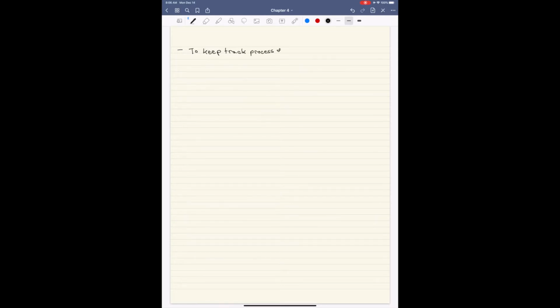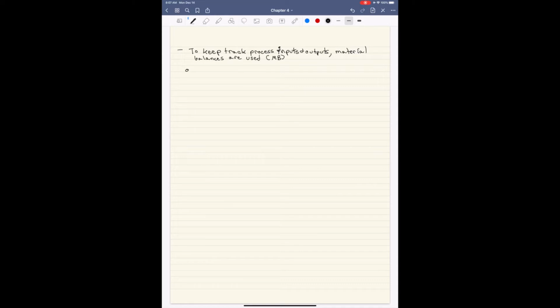And so to keep track of process inputs and outputs, we're going to use material balances. Balances are used, and I'll typically abbreviate them as MB. Okay? And so the material balance relies on one simple equation.